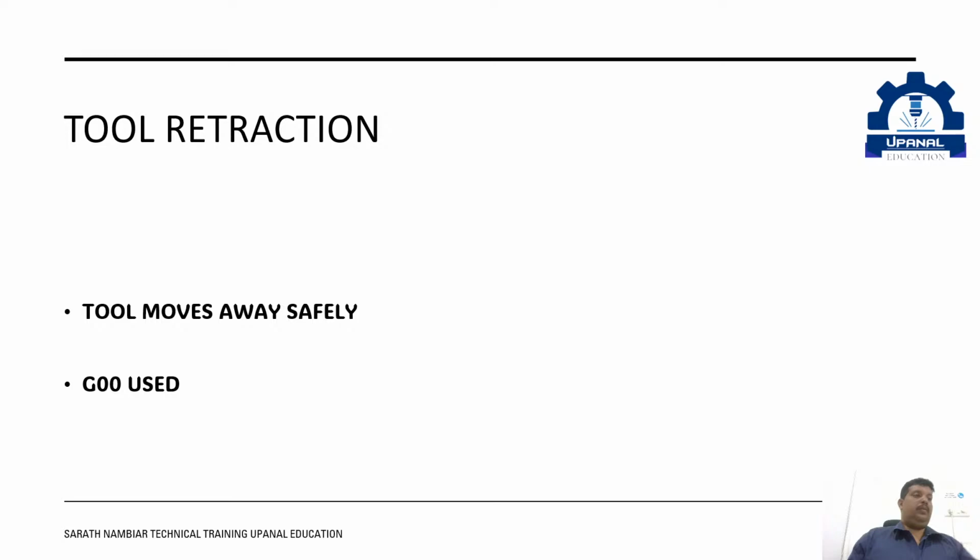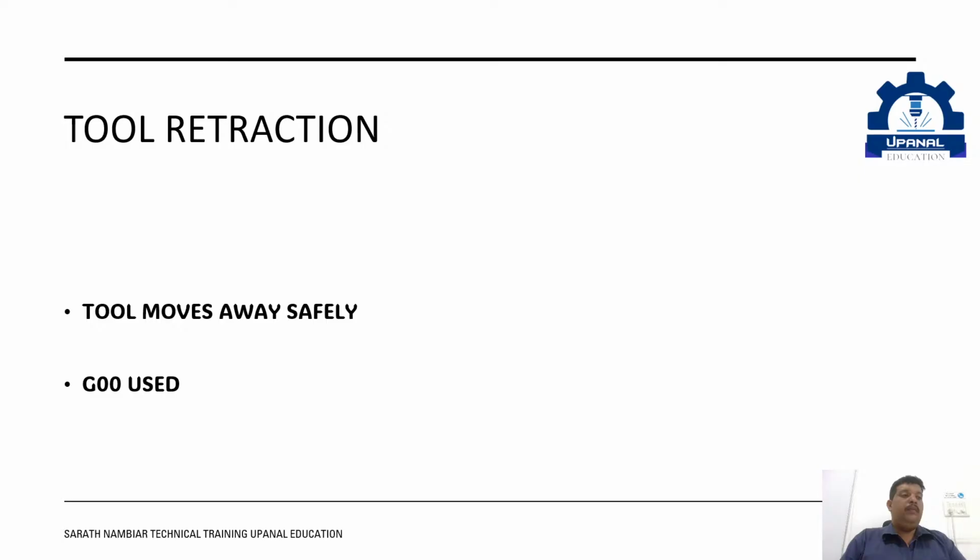Now, after the cutting is complete, we cannot just leave the tool inside the material. The tool must be moved away safely. This is called retraction or going back to the machine home position. The code we use here is normally G28. So G00 is used to quickly move the tool away from the job.